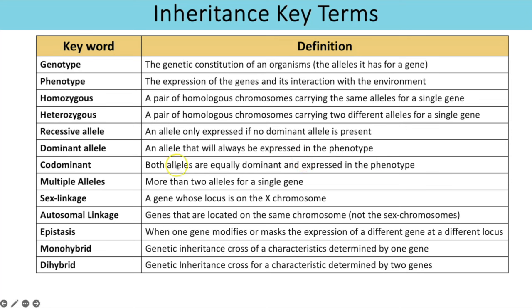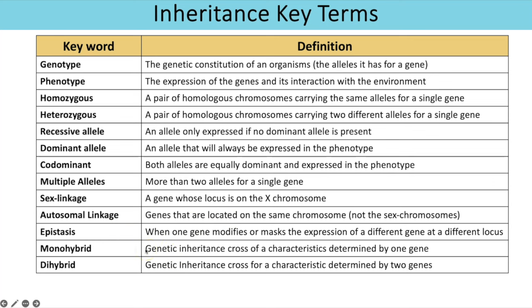And co-dominance is when you have 2 alleles that are equally dominant, and therefore if you have a copy of both in your genotype, both will be expressed in the phenotype. Multiple alleles is when there is more than 2 possible alleles for a particular gene. Sex linkage is when a gene is located on the X chromosome. Autosomal linkage is not about the sex chromosomes, but it's when genes are located on the same chromosome, but not a sex chromosome. Epistasis is when one gene modifies or masks the expression of another gene.